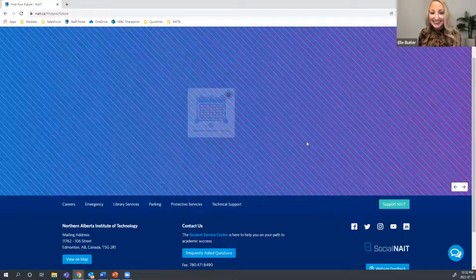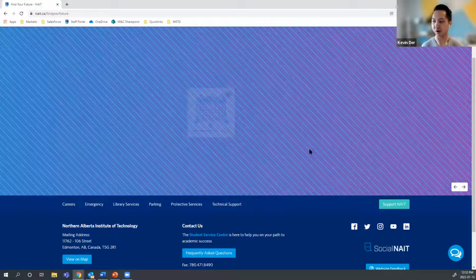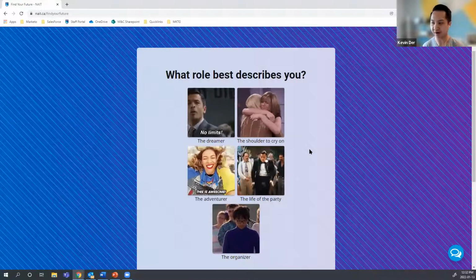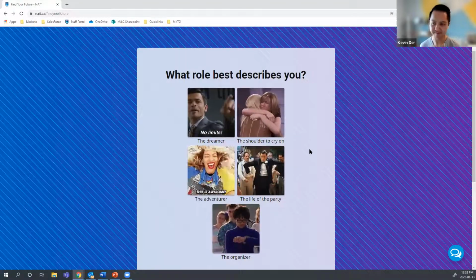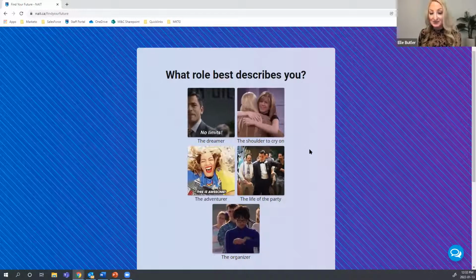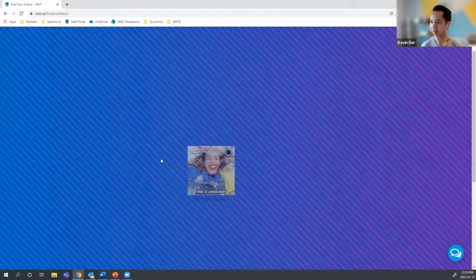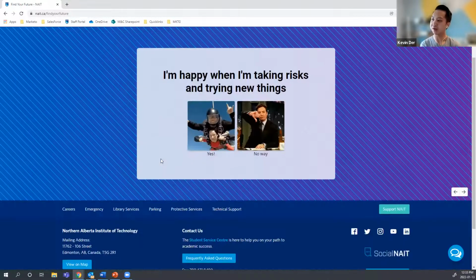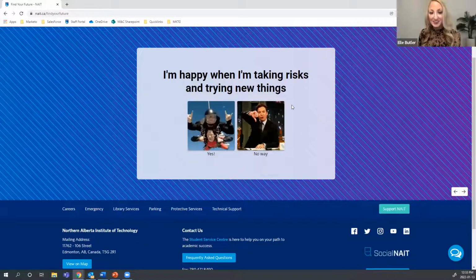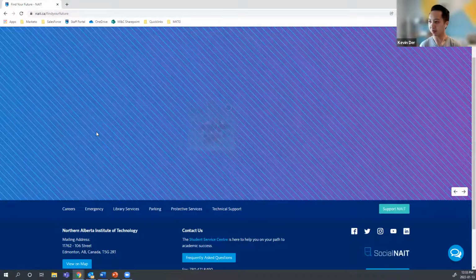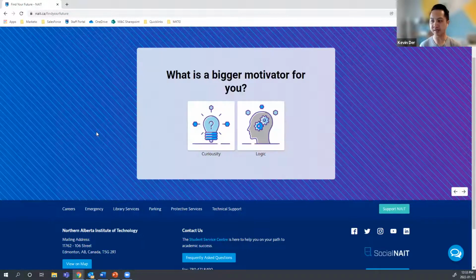Okay. And Ellie, which role best describes you? Are you the dreamer? Are you the shoulder to cry on? Are you the adventurer, the life of the party, or the organizer? I am going to say the adventurer. Adventurer, okay. And then you're happy when you're taking risks and trying new things. Is that a yes or a no? Definitely yes. Perfect. And then what is a bigger motivator for you? Curiosity or logic? Curiosity.